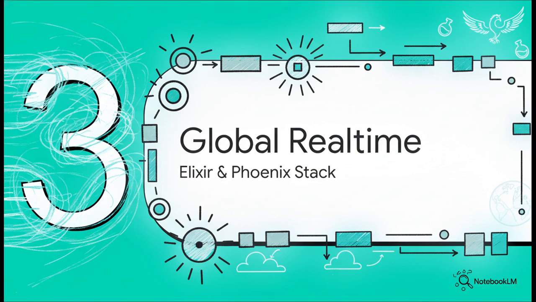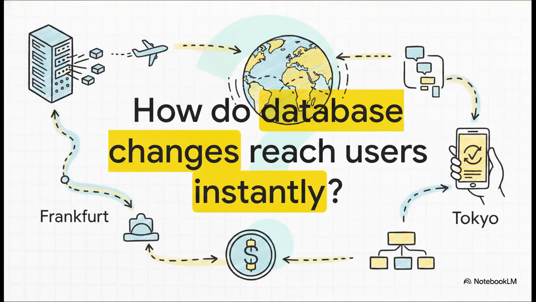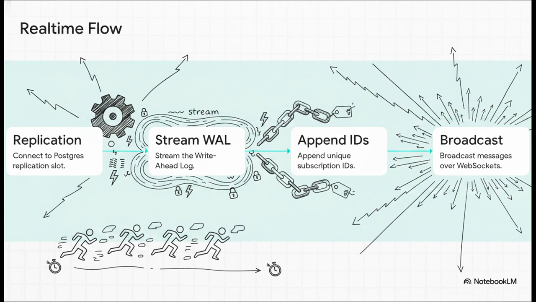Now let's look at part 3, real-time at global scale. Think about this for a second. How does a change in a database sitting in Frankfurt instantly reach a user on a mobile phone in Tokyo? It sounds a little bit like magic, but really, it's just brilliant engineering. Here is the actual mechanical breakdown of that broadcast. First, the system connects directly to a Postgres logical replication slot. Second, it streams the write-ahead log. You can think of this like a running receipt of every single database change. Third, it appends unique Erlang subscription IDs to those records.